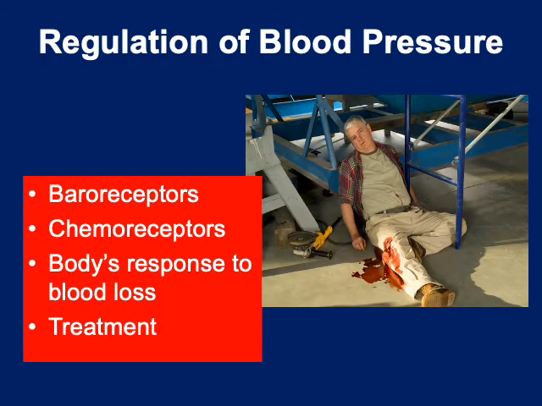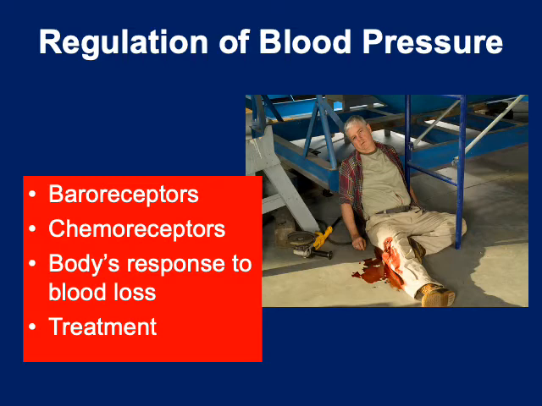When it comes to the regulation of our blood pressure, our body is constantly measuring our blood pressure, constantly measuring our carbon dioxide and oxygen levels. And every minute of your life, it's making adjustments for whatever your bodily needs might be at that time.